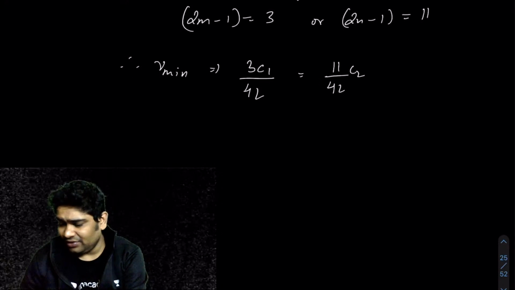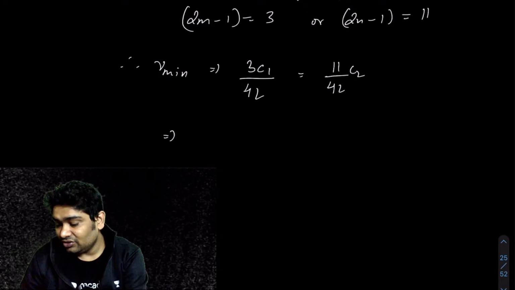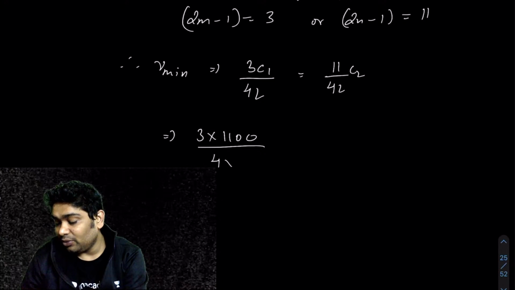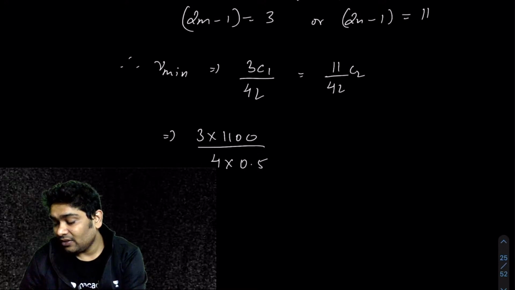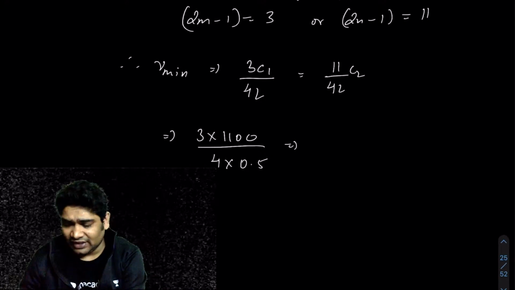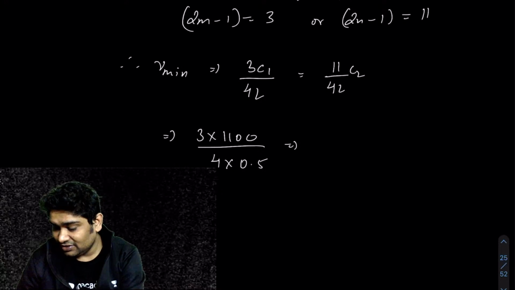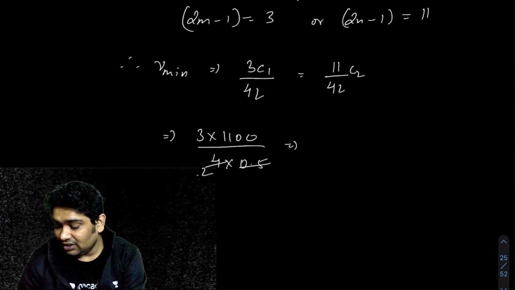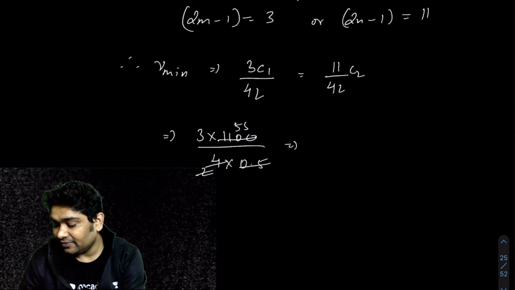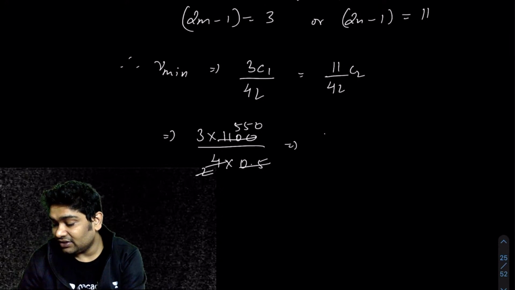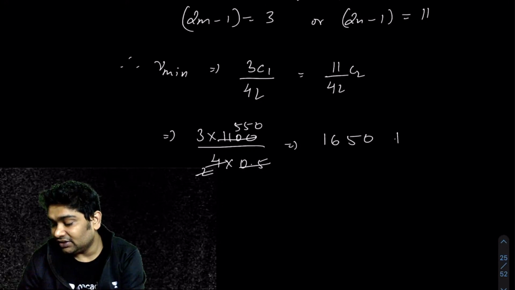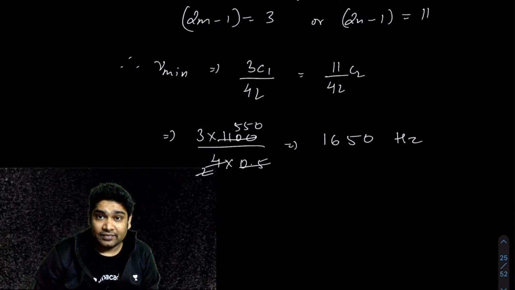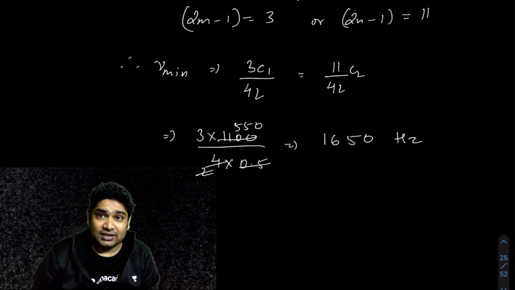would be equal to 3 C1 over 4L, which will be equal to 11 C2 over 4L. So again, you can substitute the values. So 3 into 1100 over 4 into 0.5. Okay, you can calculate either of these, you will get the same value. This will become 1650 hertz. That will be your answer. Okay, 1650 hertz is your answer.